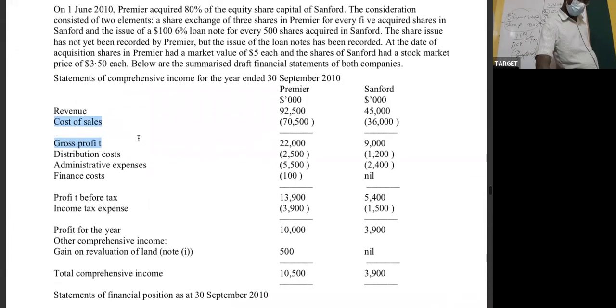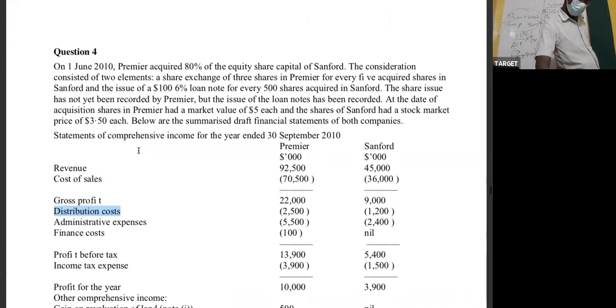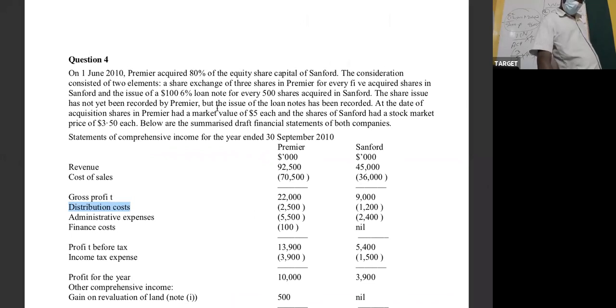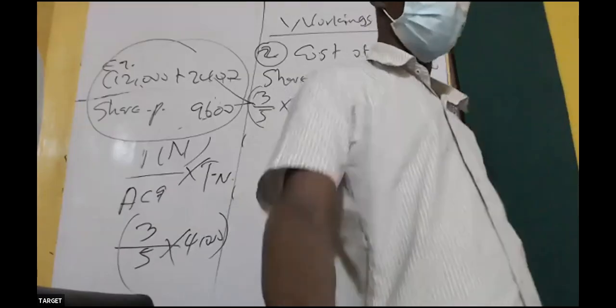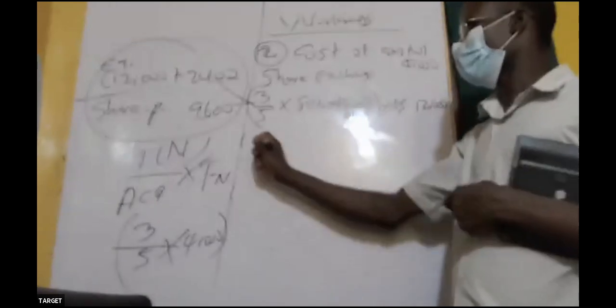So come here. They said that an issue of $100 6% loan note for every 500 shares acquired. So for every 500 shares, you get a loan note of $100. So how many shares came, and then what will be the total value of loan note issued? Let's go to the computation. So here, instead, let's examine the loan note.